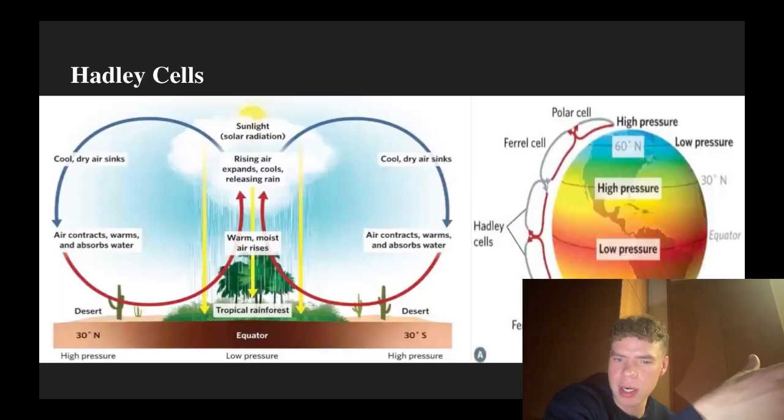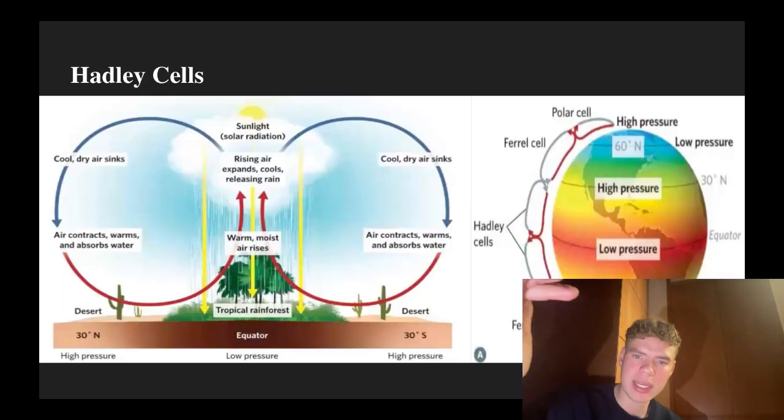Amazon in South America or in Thailand. There's a lot of that part of Southeast Asia. There's a lot of rich forest, a lot of precipitation. And this goes through cells.